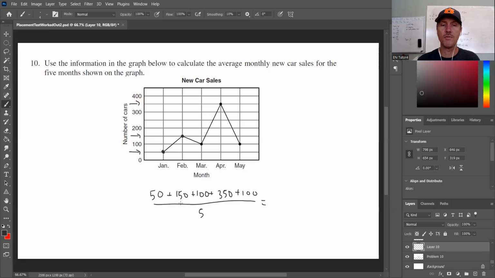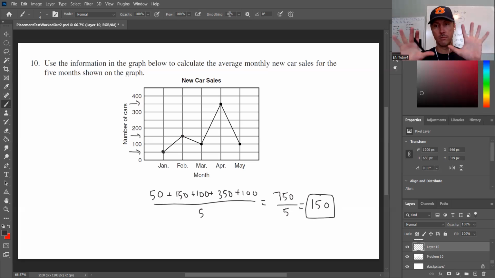So 50 plus 150 is 200. 200 plus 100 is 300. 300 plus 350 is 650. And then 650 plus 100 is 750. And then we're going to take 750 and we're going to divide that by 5. You're welcome to use a calculator for that. Or if you're quick enough to do it in your head, you maybe see that that means our average monthly car sales is going to be 150. And that's it. We're done.